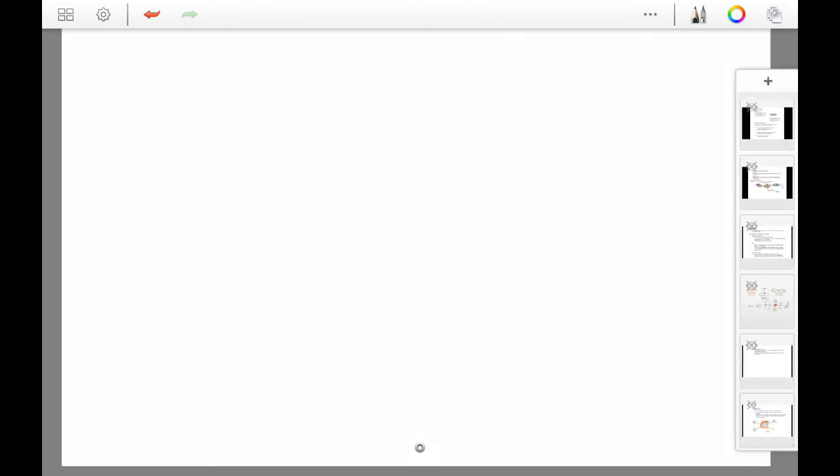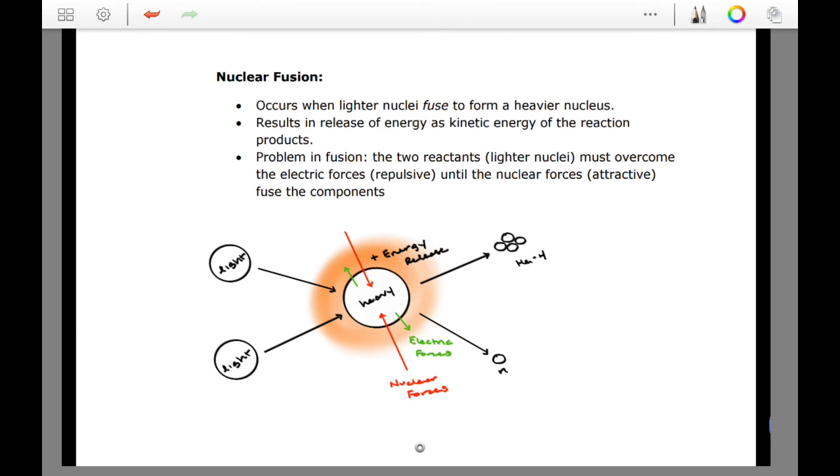And so lastly here, we have nuclear fusion. Nuclear fusion differs from nuclear fission in that obviously we're combining two lighter nuclei, but it also does not require a neutron to occur. Like I said, nuclear fusion occurs when lighter nuclei fuse to form a heavier nucleus. This will result in a release of energy as kinetic energy for the reaction products, which are a helium-4 or an alpha particle and a neutron.